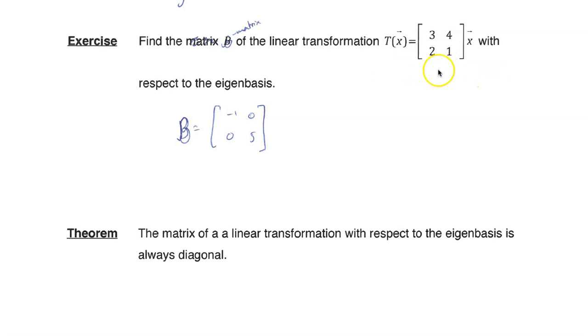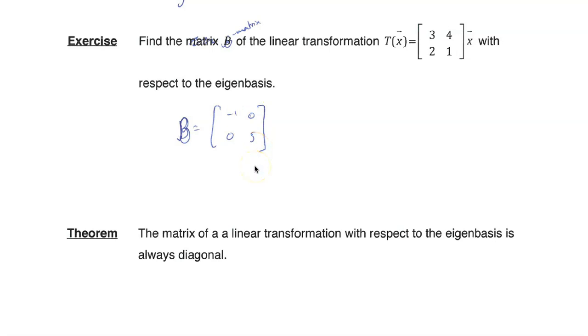We had found that lambda was equal to -1 and 5. So what that meant is that if I picked the first eigenvector as my new basis, then its image was going to be -1 times this vector. So that's why it's -1 here. And the image of the second vector in the eigenbasis was going to be transformed to 5 times itself. So this is why we just have -1, 0 and 0, 5.